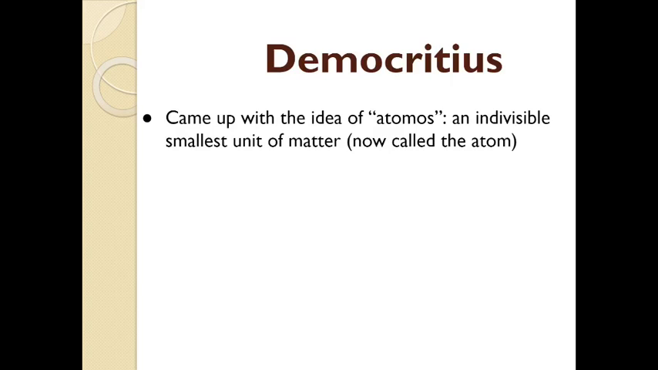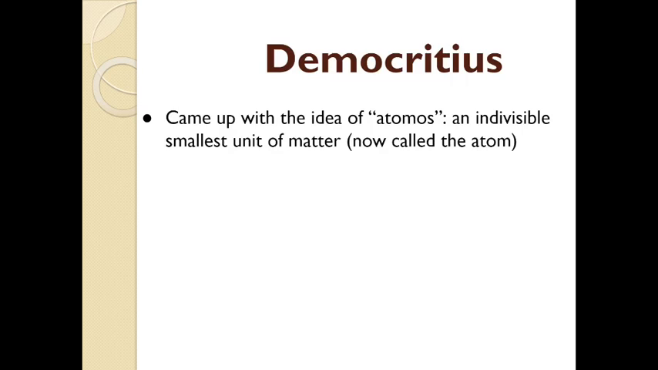So our very first ideas about the atom actually came from ancient Greece, this guy called Democritus. And he was the guy that came up with the idea of an atom, except in ancient Greek it was called atomos. And that was just the idea that there is an indivisible, smallest unit of matter, now called the atom. So atomos actually means uncuttable, meaning that you cannot break it down past that point.